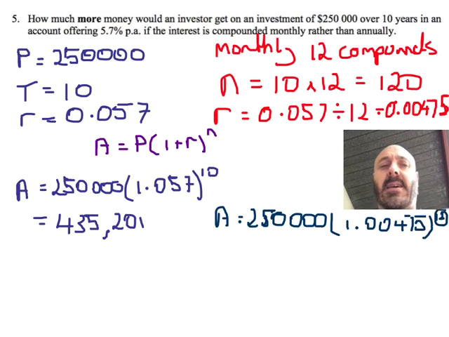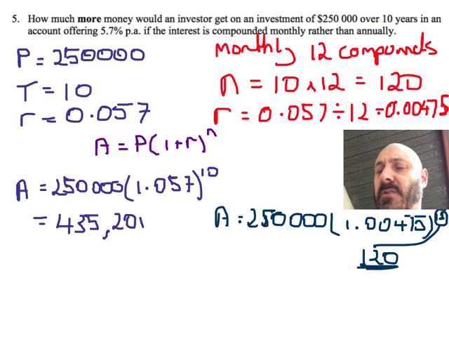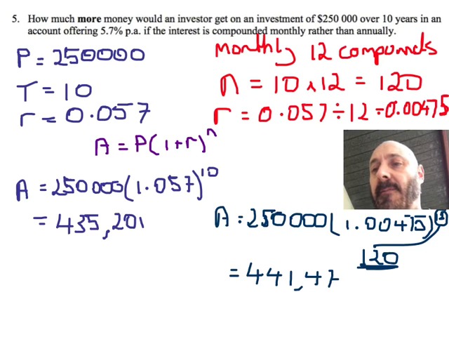Okay, so a bit of a mess there, but hopefully you've followed through. And then I'll just need to do the final step, which is read the question. And it says how much more money, so I will need to do 441,471 minus 435,201, and hopefully you get $6,270 more money.